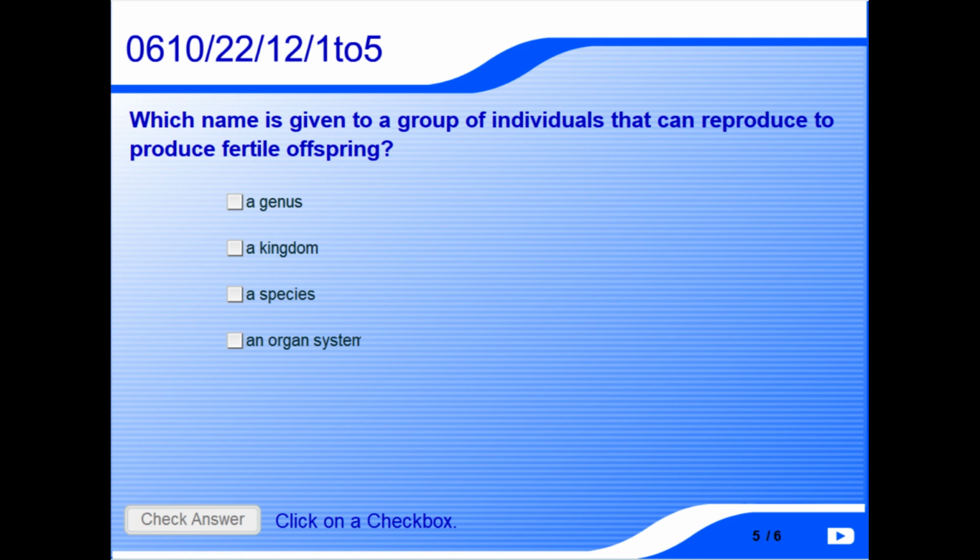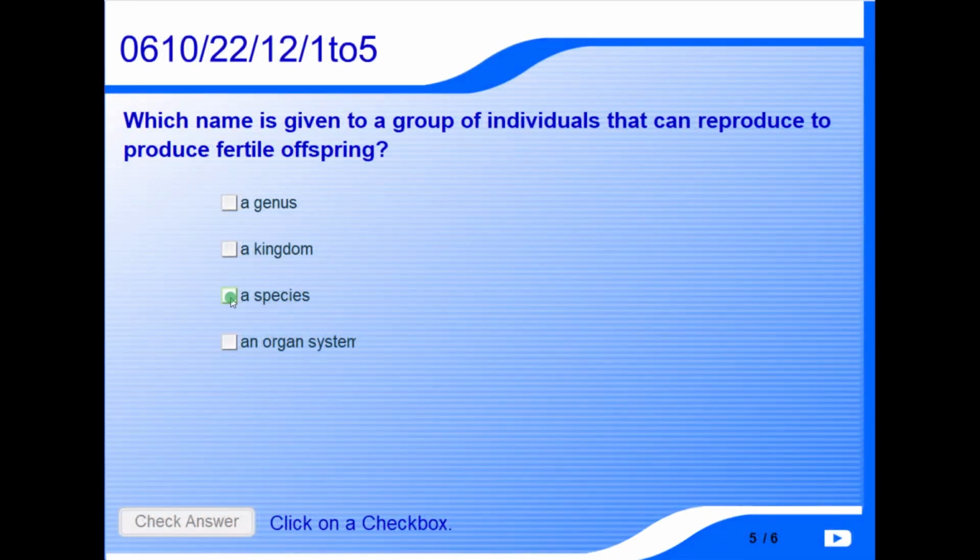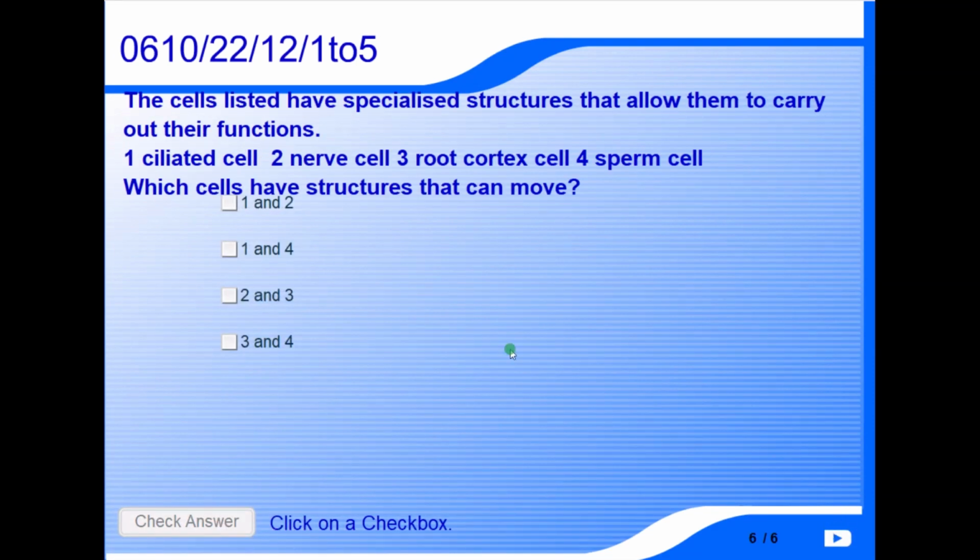The option a genus is wrong, as we know donkey and horse produce mule, which is not fertile. The option kingdom is wrong because it has many species and genus types. The option of an organ system is wrong. An organ system is present within one individual's body.